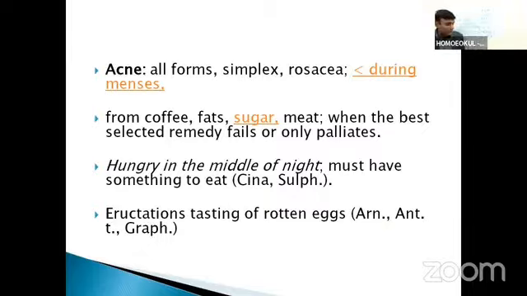Okay, so hungry in the middle of the night is a psoric symptom, or hunger at an unusual time is also a psoric symptom. Must have something to eat: senna and sulfur. Also add here lycopodium, also add selenium. In Allen's keynote, you will get 5 medicines having hunger at midnight or at night.